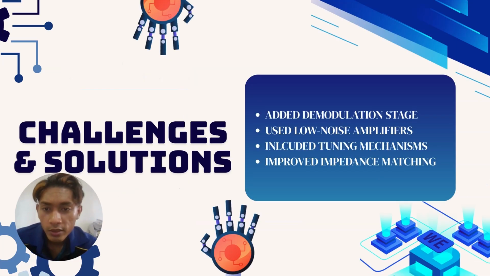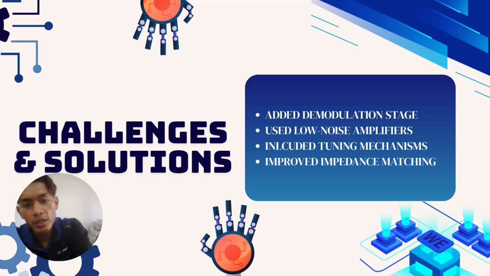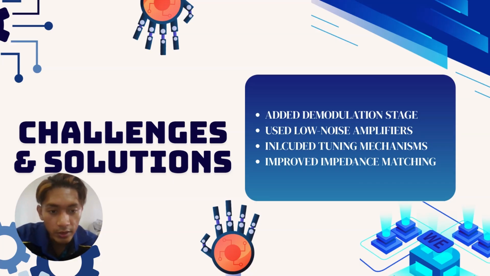There are a few challenges and there are some solutions for them. For the first one, we have a lack of RF demodulation, so we add the demodulation. The second one is the incompatible amplification, so we use a low noise amplifier to counter the challenge. And the third one is the tuning and oscillation gaps, so we add some mechanism in the circuit to make sure the circuit runs well.